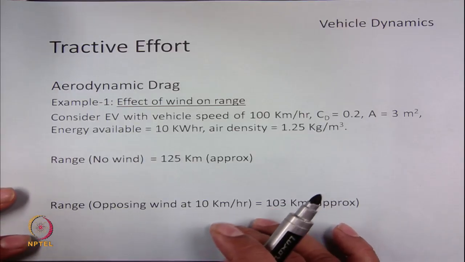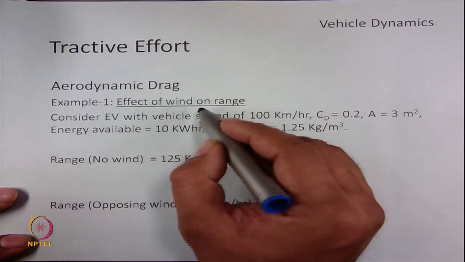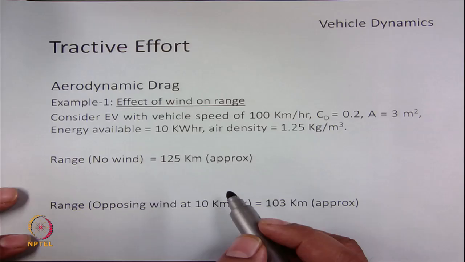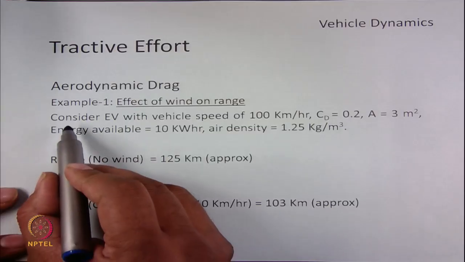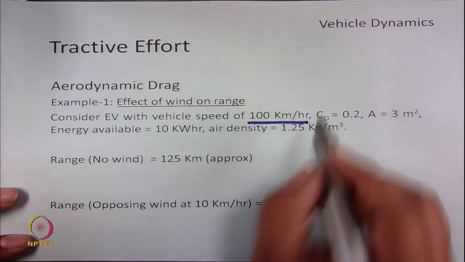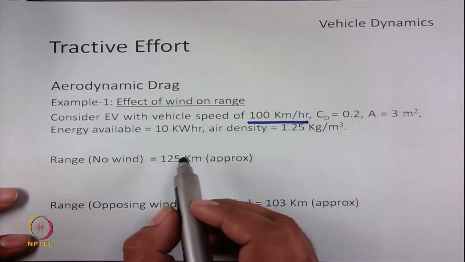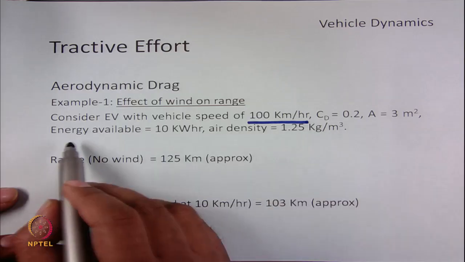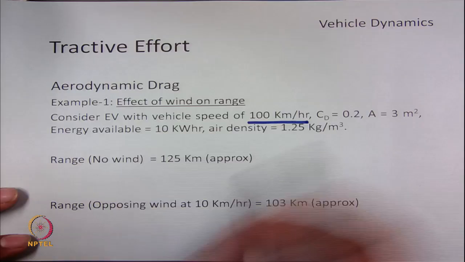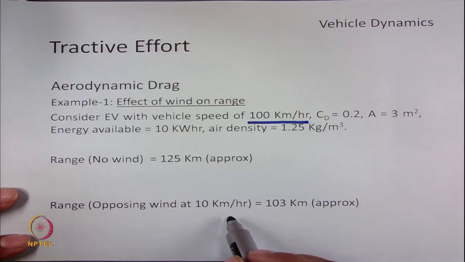So, let us have a quick look at the effect of wind on range. If we want to understand the effect of wind velocity on the range obtained by an electric vehicle, let us assume an EV operating at a vehicle speed of 100 km per hour with a drag coefficient of 0.2, frontal area of 3 meter square, air density of 1.2 kg per meter cube, and the energy available in the batteries is 10 kilowatt hour. What will be the range with these system parameters with no wind and with an opposing wind at 10 kilometer per hour?